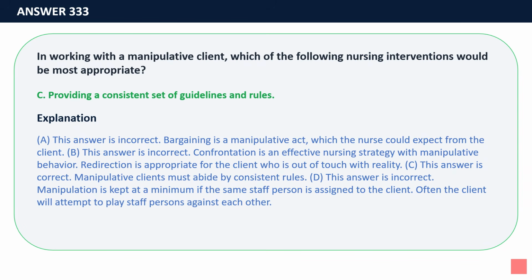C. This answer is correct. Manipulative clients must abide by consistent rules. D. This answer is incorrect. Manipulation is kept at a minimum if the same staff person is assigned to the client. Often the client will attempt to play staff persons against each other.